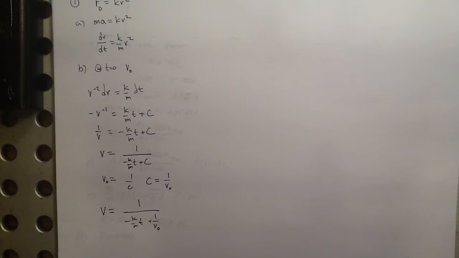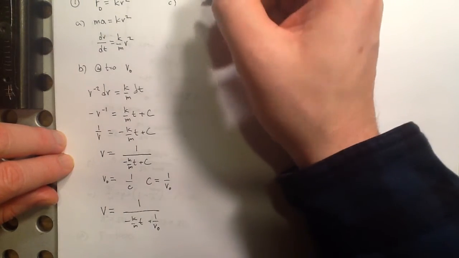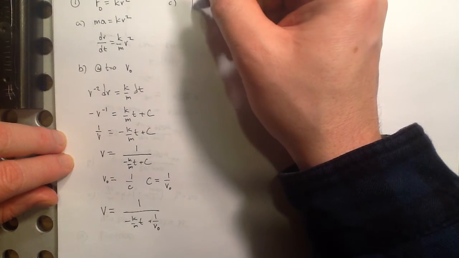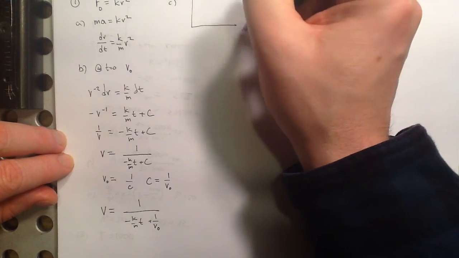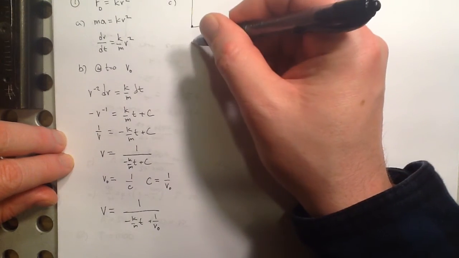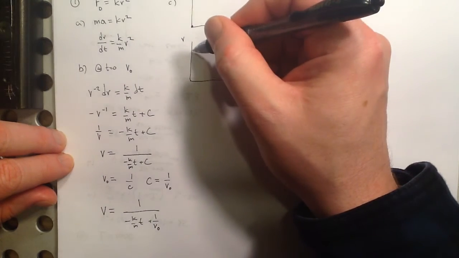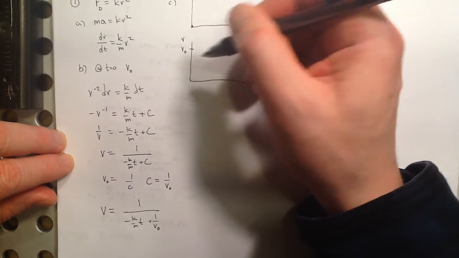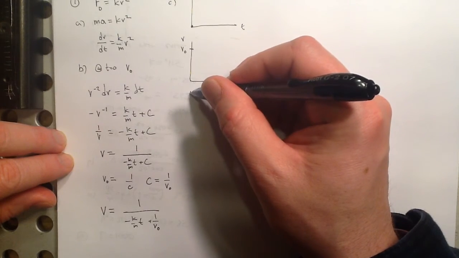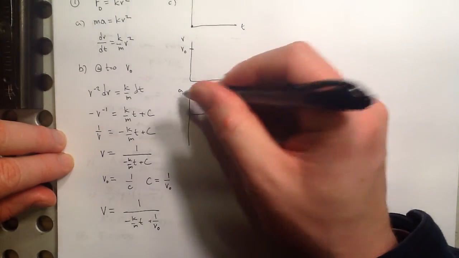And then we want to sketch graphs of position, velocity, and acceleration versus time. We're just sketching here, so I'm not interested in you doing any crazy amount of work. Position versus time starts out at some initial position of 0. Velocity versus time starts out at some initial velocity v sub 0. And acceleration versus time, well, I'll think about that in a minute.